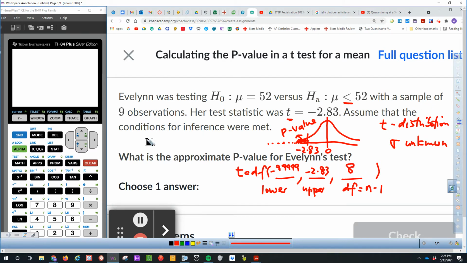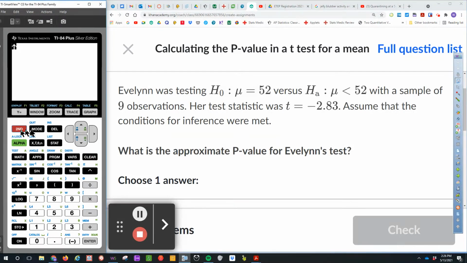So you have to put this in your calculator. Where do I find t CDF? It's not normal CDF, it's t, because you're using a t distribution. You go to 2nd, VARS, and you'll see tcdf, number 6. They're going to ask you for 3 things: lower, upper, and degrees of freedom. The lower will be negative 99999.